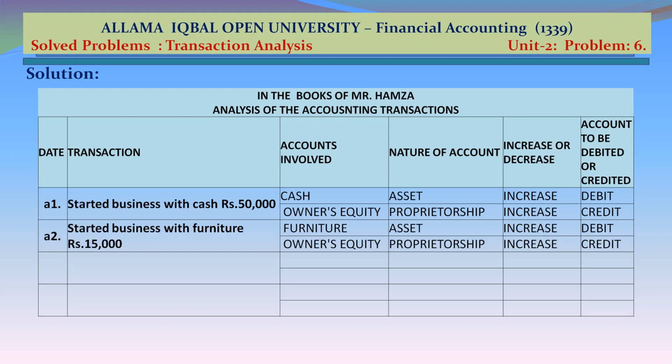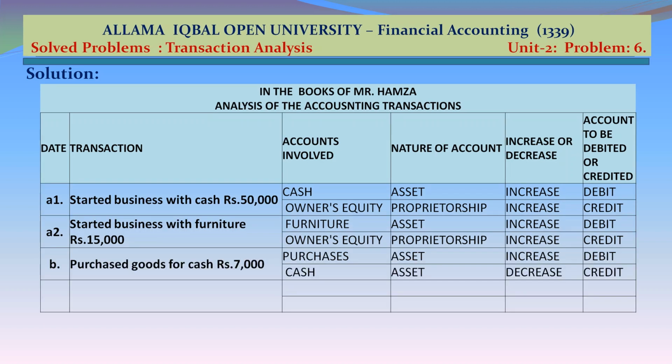Started business with furniture rupees 15,000. Accounts involved are furniture and owner's equity. Nature of account, furniture is an asset account, owner's equity is proprietorship account. Asset account will increase, proprietorship account will also increase. Asset account debit, proprietorship, owner's equity account credit.